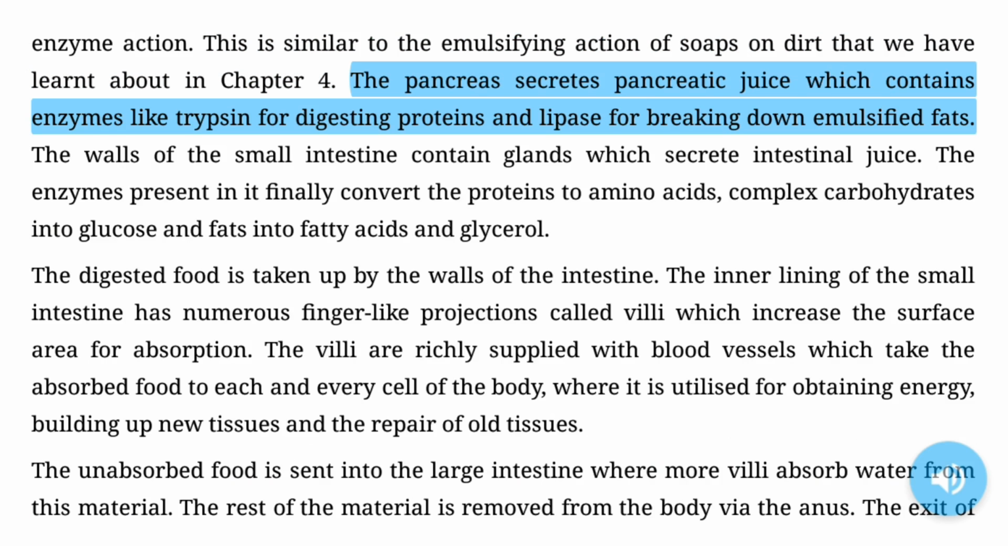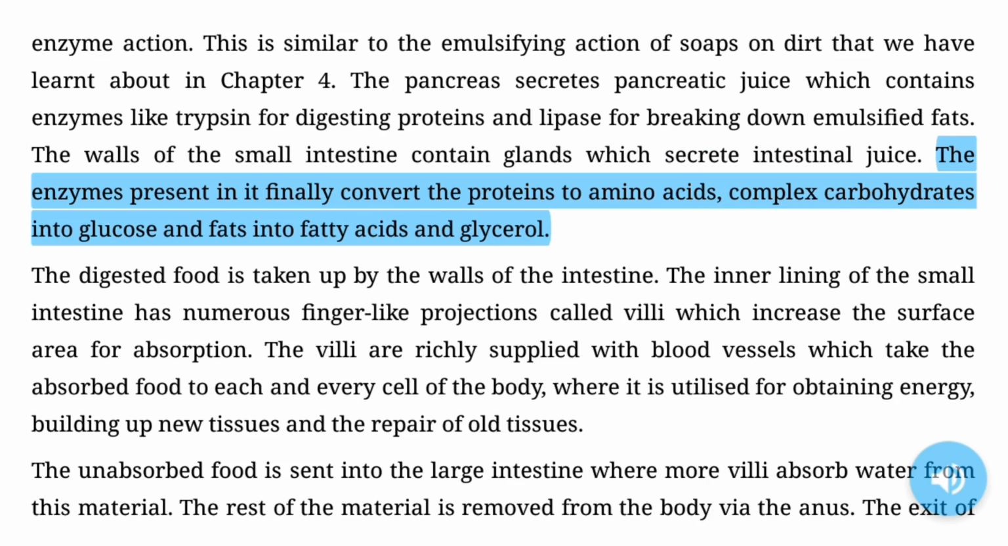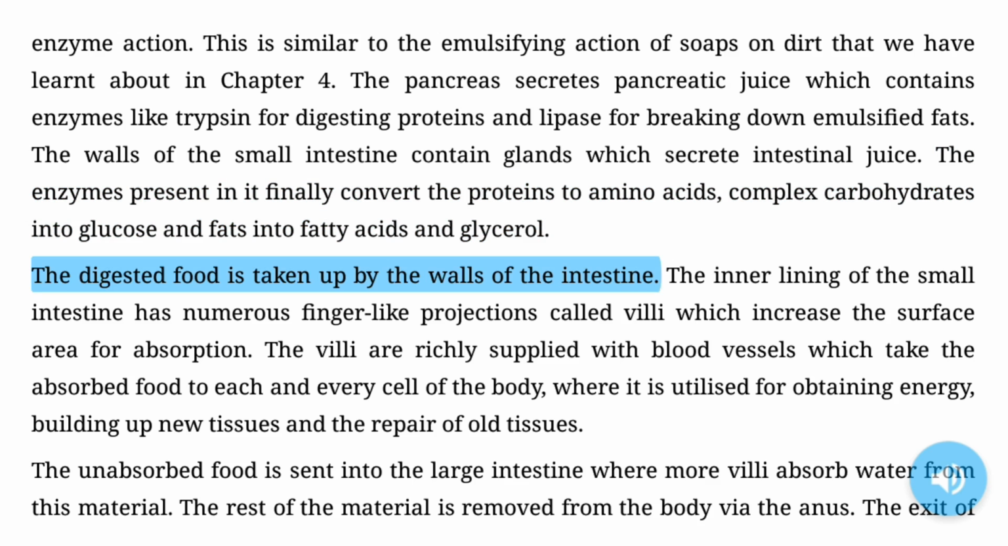The pancreas secretes pancreatic juice which contains enzymes like trypsin for digesting proteins, and lipase for breaking down emulsified fats. The walls of the small intestine contain glands which secrete intestinal juice. The enzymes present in it finally convert the proteins to amino acids, complex carbohydrates into glucose and fats into fatty acids and glycerol. The digested food is taken up by the walls of the intestine.